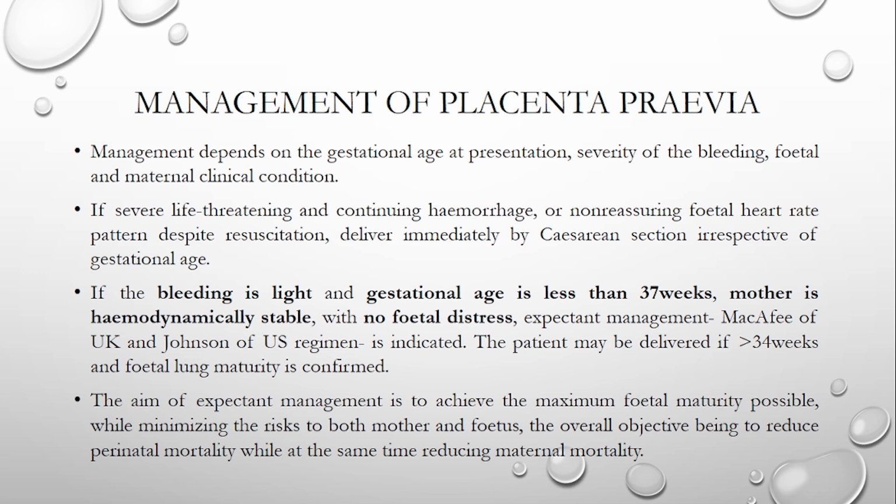If severe life-threatening and continuing hemorrhage is established, or a non-reassuring fetal heart rate pattern despite resuscitation, one should deliver immediately by cesarean section, irrespective of gestational age. In very life-threatening and continuing hemorrhage, or non-reassuring fetal heart rate pattern despite resuscitation, it's better for these patients to be delivered by cesarean section, irrespective of gestational age.